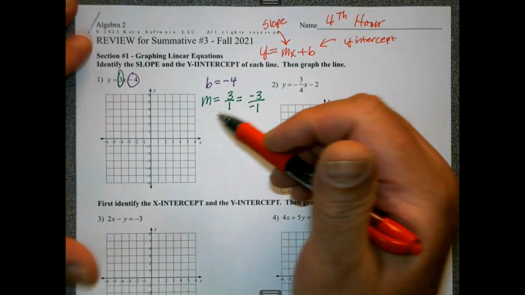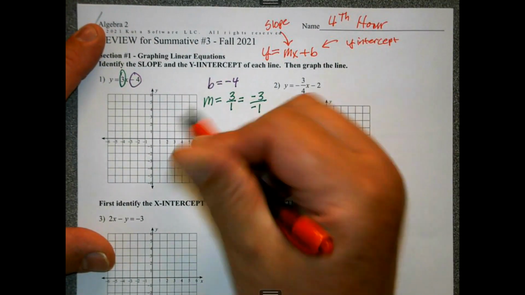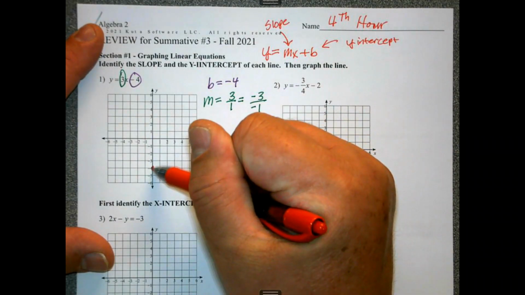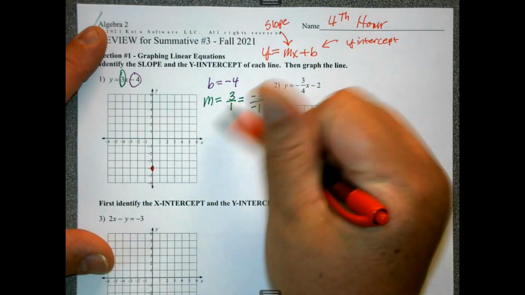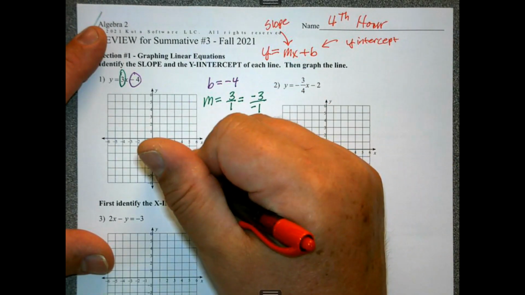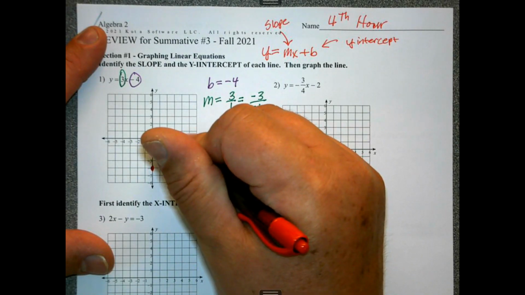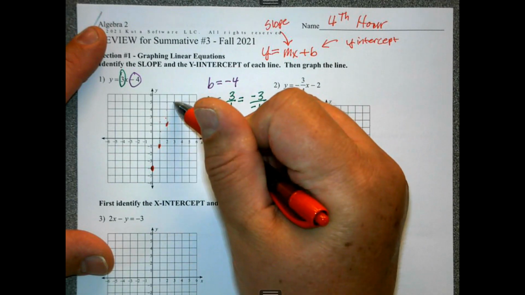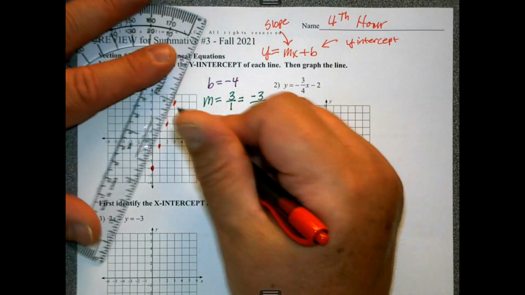So let's go ahead and plot these 2 points. I'm sorry, plot the y-intercept, -4. Then we're going to use the slope to get the other points. I'm going to use +1. So up 1, 2, 3, to the right 1, up 1, 2, 3, to the right 1, up 3 to the right 1, and I'm going to use a straight edge.